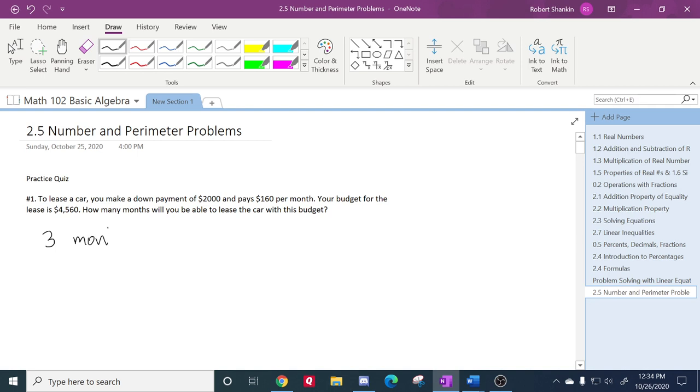3 months is not correct. Let me prove that it's not correct. Now, how do I show the total cost for 3 months? I take $2,000. That's just one time. Plus, I have to pay $160 3 times.